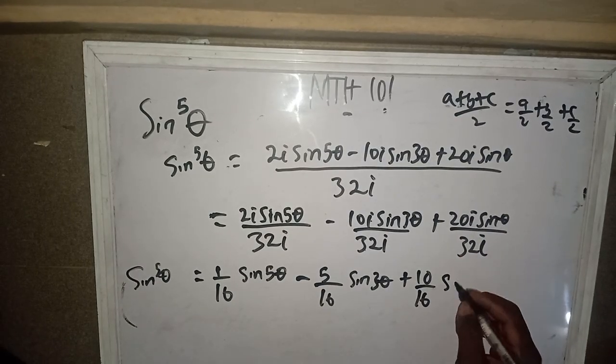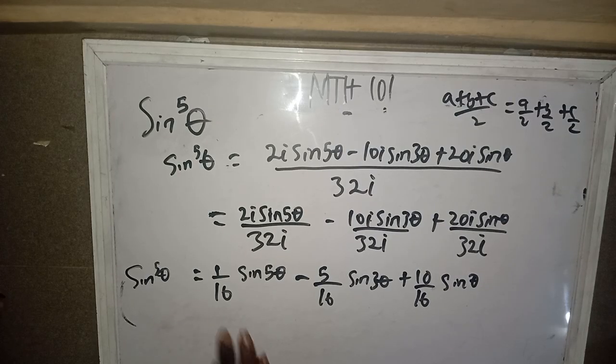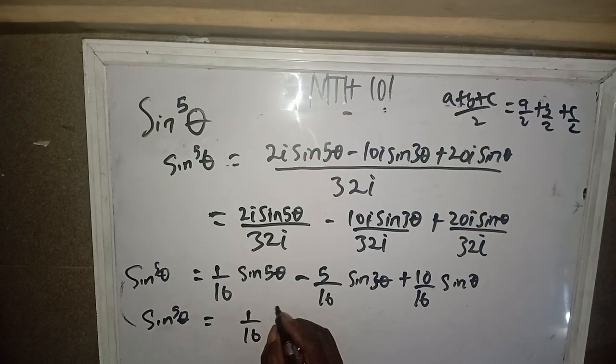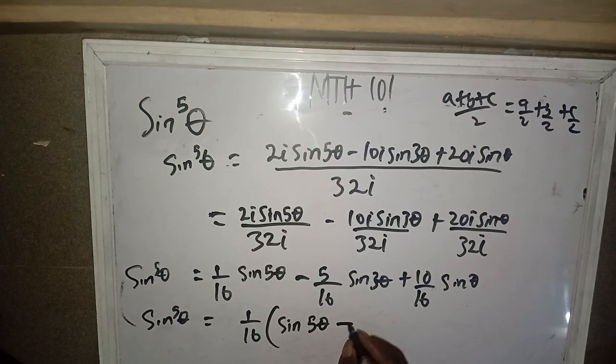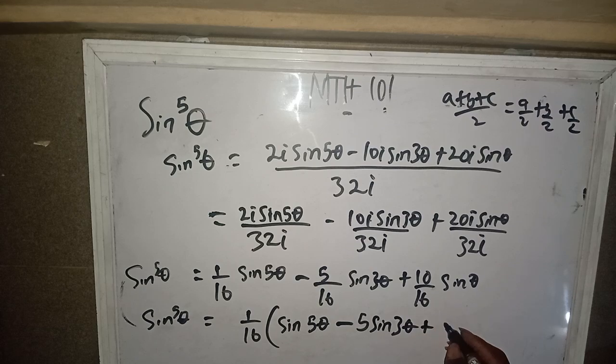I cancel i. Here you have sine what? Sine theta. What is common to everything? 1 over 16. So bring out 1 over 16. If you bring it out, here you will have sine 5 theta minus 5. 5 times 1 over 16, you have your 5 over 16 sine 3 theta, plus, this one will be 10. 10 times 1 over 16, you have your 10 over 16 sine theta. So this is the answer.